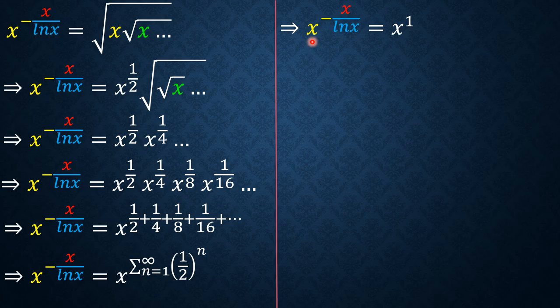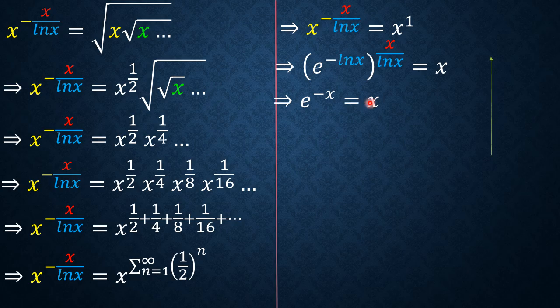As e raised to the power the natural log of x, right? Great. So we can write this one as e raised to the power negative. Since this negative here, we can take it inside. We have negative natural log of x, all that raised to the power x over natural log of x. But friends, this natural log of x can cancel with the one outside, right? That is, the one inside can cancel with the one outside. So we're going to have x raised to the power negative, that's e raised to the power negative x equal to x.